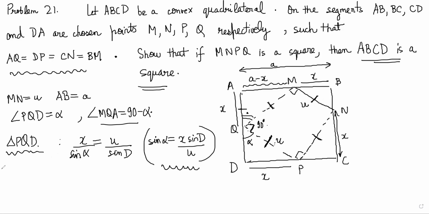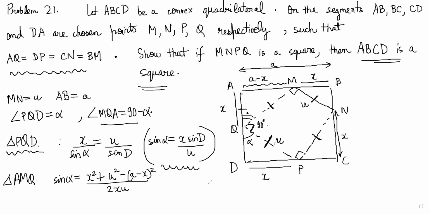This is relation 1. And then we look at triangle AMQ, and we look at cosine rule here. So we say cos of MQA. MQA angle is 90 minus alpha, so cos of MQA will actually be sine alpha. So sine alpha is equal to AQ square, which is x square, plus u square minus AM square, which is A minus x whole square, divided by 2xu. So from here, what we get is a condition.